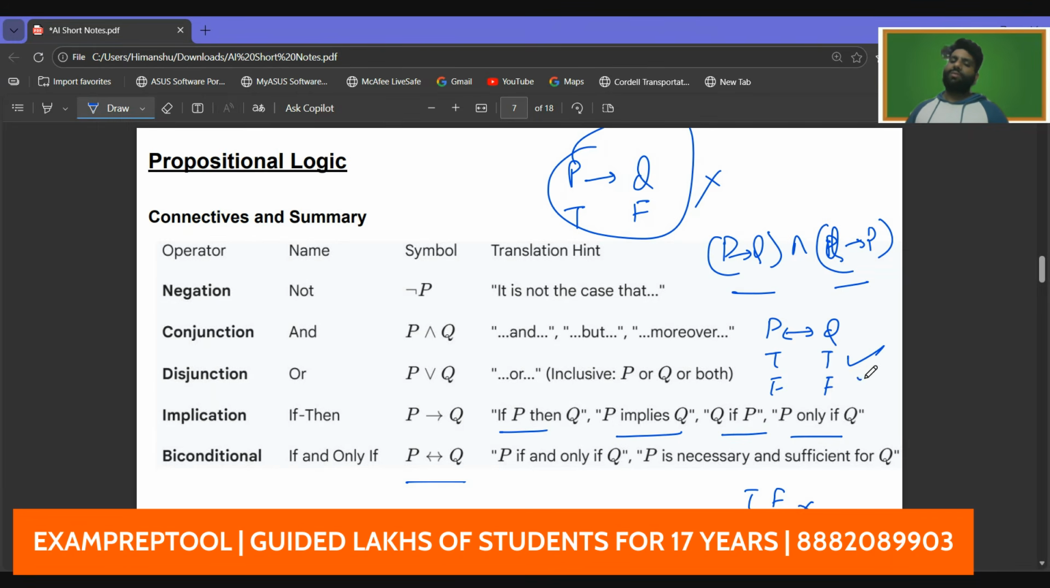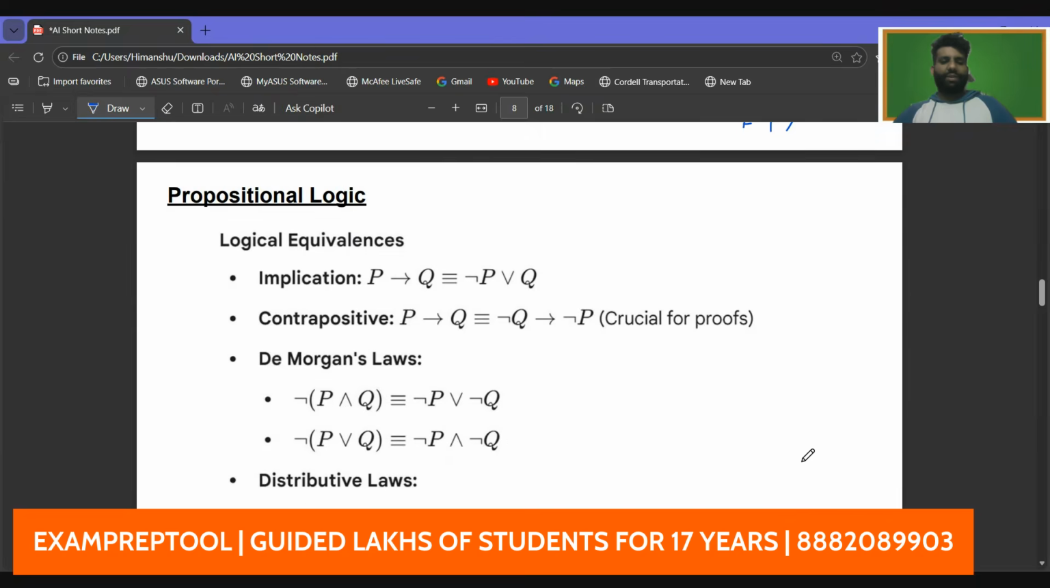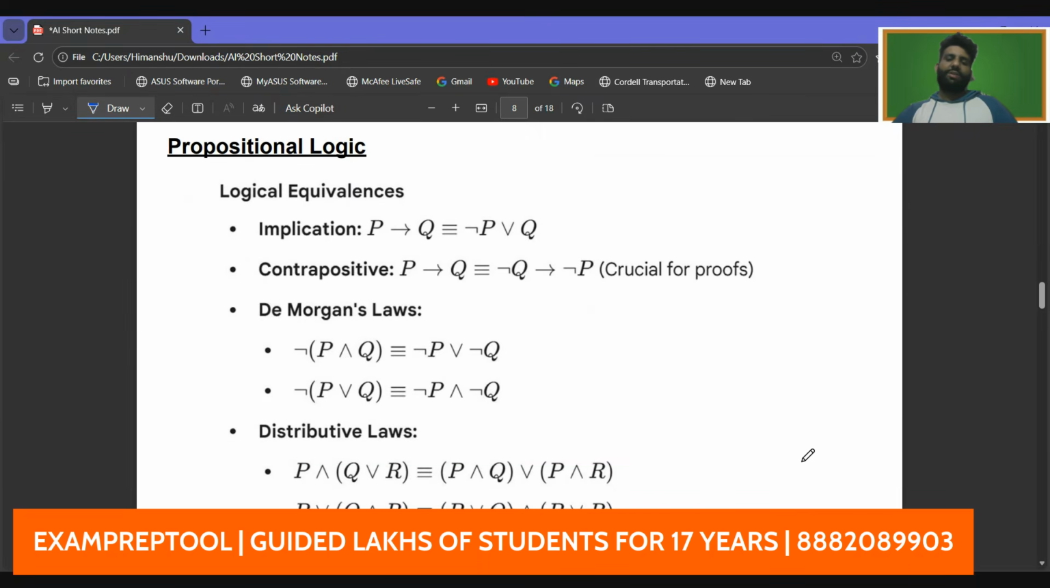So it's like a similarity check whether P and Q are the same or not. When they are the same, then only P biconditional Q would be true, if they are exactly the same. Okay, and then some English translation hints, and we will see those further as well. So let's move on to the next one. So, some logical equivalences.